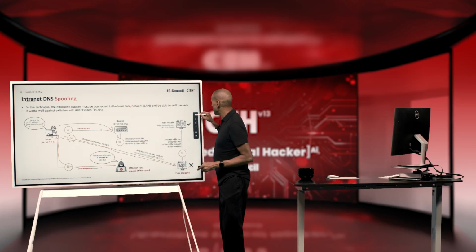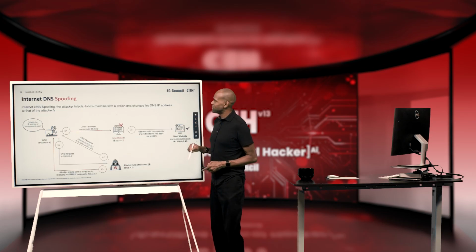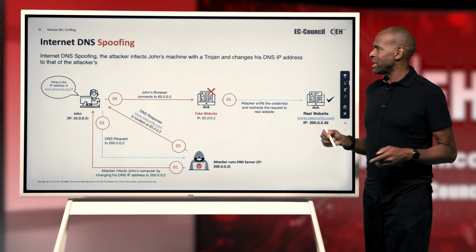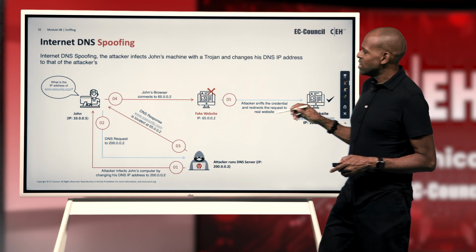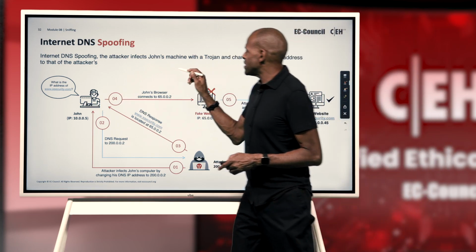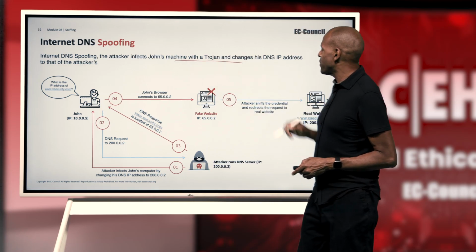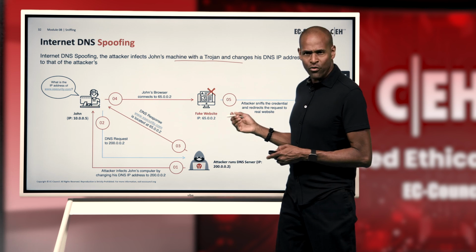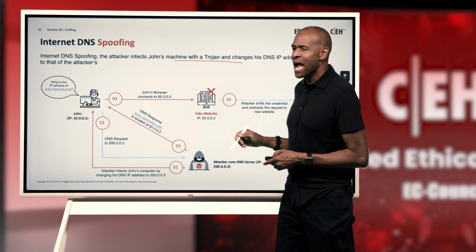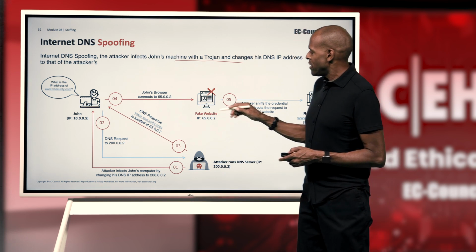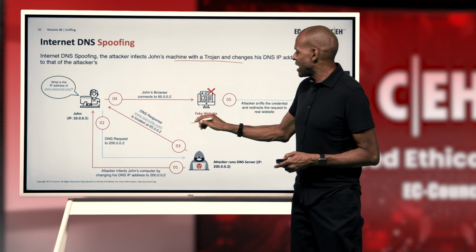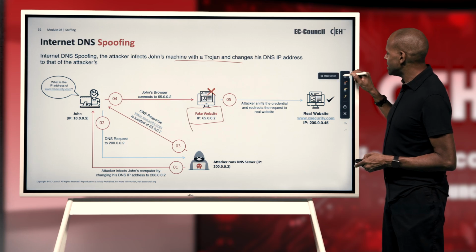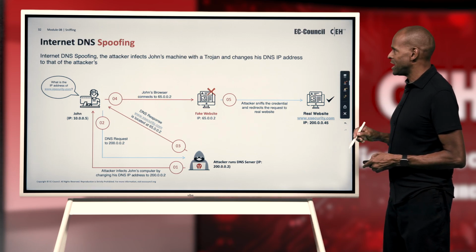All right, so now let's look at the next type of DNS spoofing, which is internet. So now we're not on the network, we're on the internet. So in this case, we have a machine, but this machine has been infected with a Trojan, and we have changed the DNS server address to the attacker. And so now when they try to go to a website, they get redirected to the attacker's fake website because they're using the wrong DNS server.